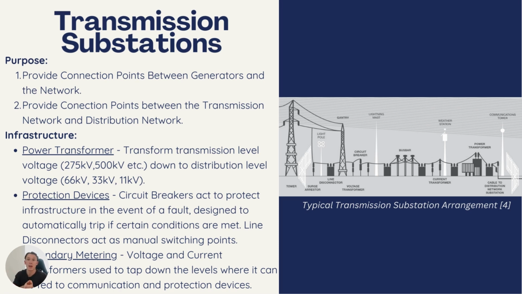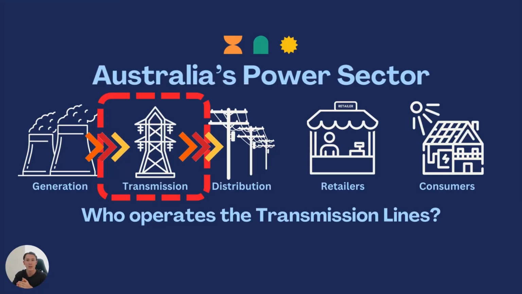So there's also things like the gantry and bus bars that essentially allow us to configure the transmission lines to maintain our clearance levels and pass it through our other key infrastructure. All right, so moving on, let's have a look at who actually operates the transmission lines.